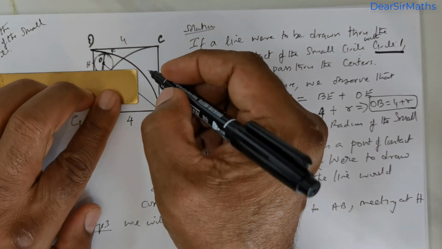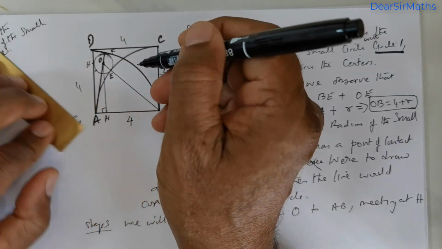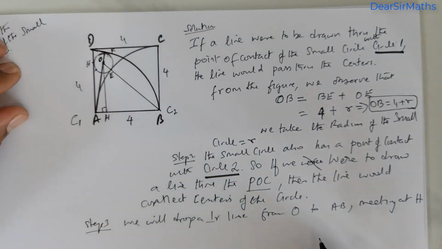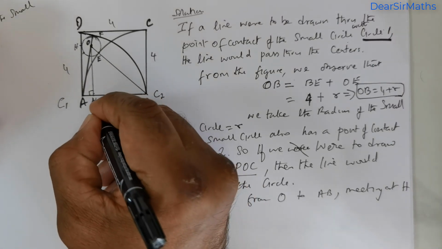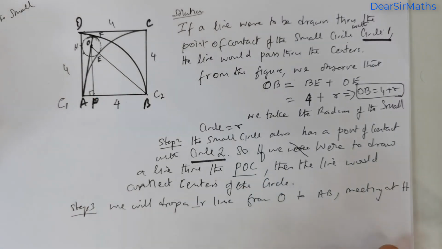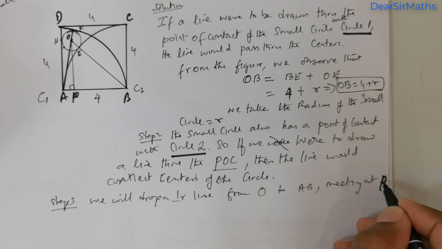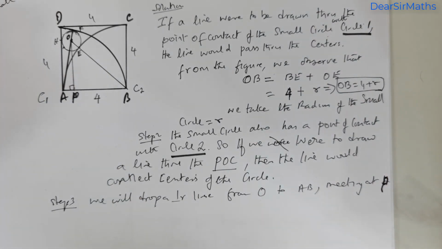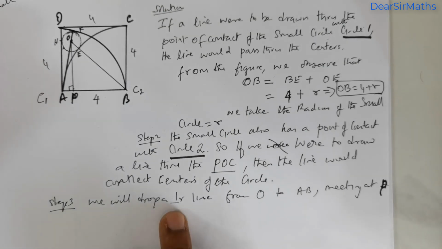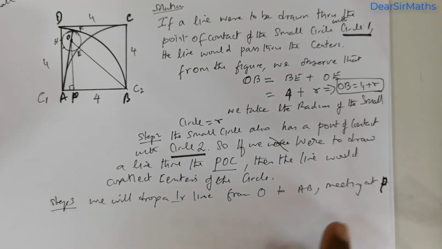Now to get AH, its AH is already there, so I need to change that. So instead of saying H, I will change it to some P. We will be meeting at P. Right, H is already placed there. So we will drop a perpendicular line from O to AB meeting at P. Now the question is, what is AP?